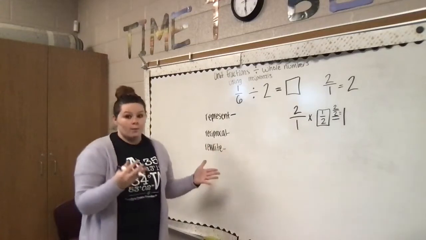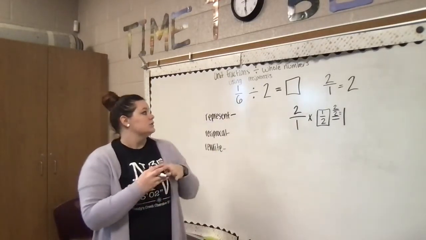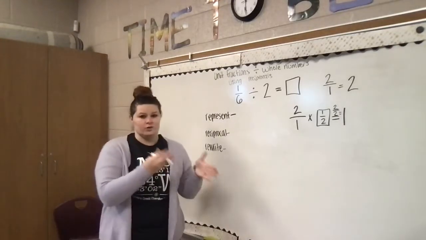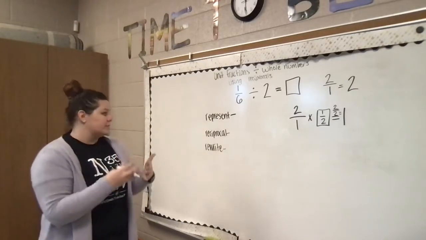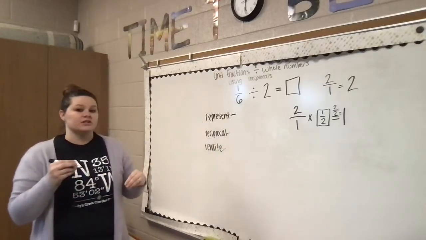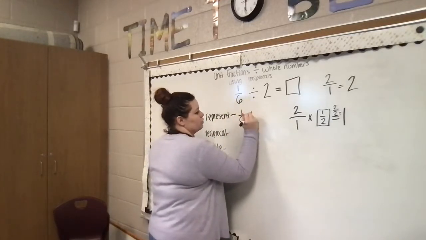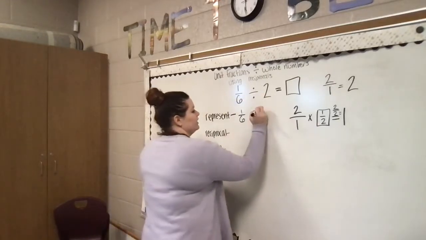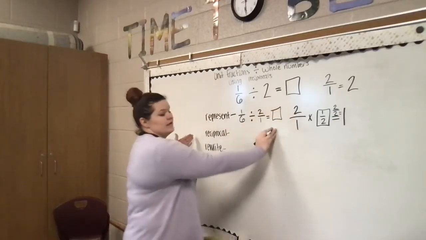So let's go back to our problem. 1/6 divided by 2. We know our answer is going to be smaller than 1/6 because we started with 1/6 and we're splitting that into 2 pieces. So we're going to solve this problem using the reciprocal strategy. The first step is to represent the problem as 2 fractions. We can just bring down the 1/6. It's already a fraction. So 1/6 divided by, then we're going to write 2 as a fraction. We can do that by just putting 2 over 1. Okay, and so that is the represent part.